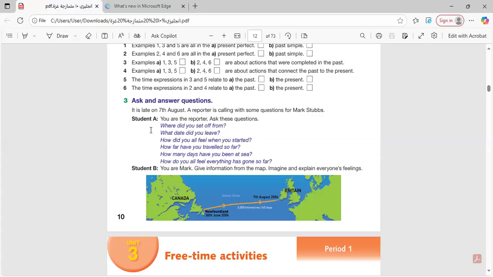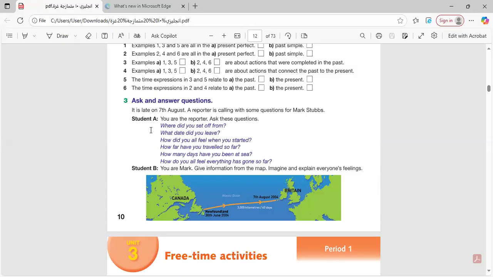So he said, where did you set off from? So he started from where, guys? You see this here? He started from Canada, right here. This is the beginning point. What date did you leave? What date? Let's see, date. It's 30th June 2004. Okay, this is the date. How did you all feel when you started? They were excited. What do you think? Sad, excited, happy? They are excited, yeah, because they are starting a trip, okay, and they like what they are doing, so they were happy and excited. Do you agree with me on this?